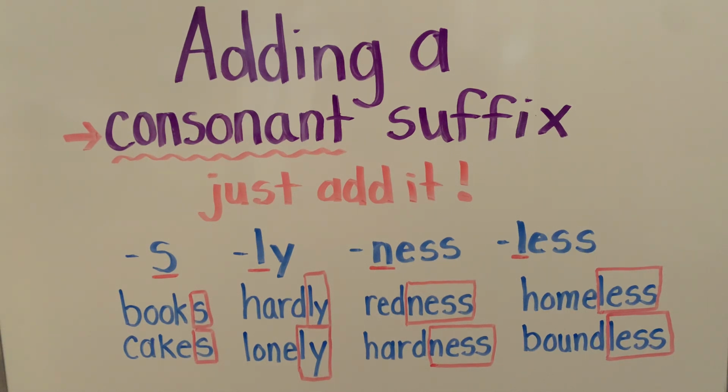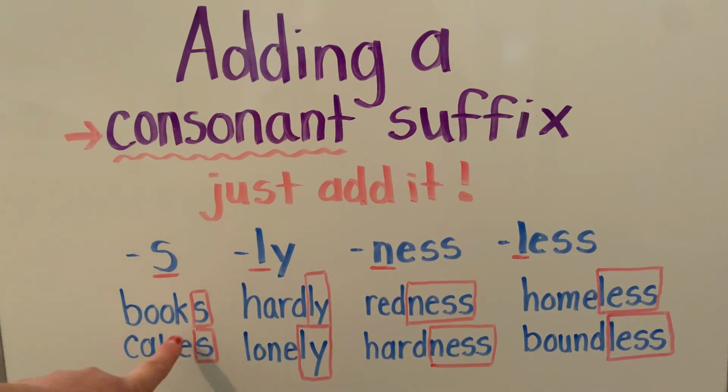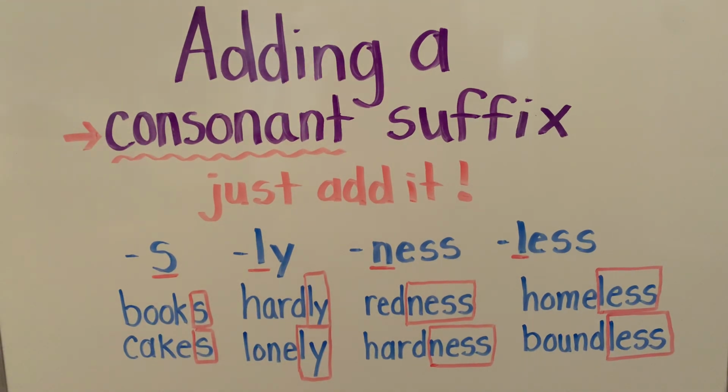You just add it. So I put a couple examples for each suffix, and I made sure I put an example that had a consonant and an example that had a vowel, and I'll show you what I mean. So my first example for the S suffix is books. Book, the root word, ends with a consonant, K. Just add the S. Cakes, the root word cake, ends with an E, a vowel. Just add the S. So it doesn't matter if the root word ends in a consonant or a vowel, you just add the consonant suffix.